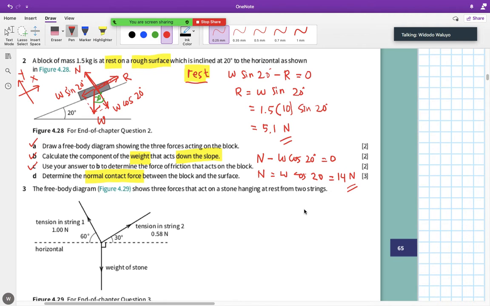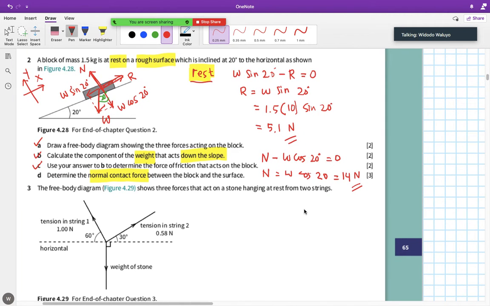Okay, this is number two. If you want to copy, I'll wait about 3 minutes. Yeah, please, if you want to copy. Okay.